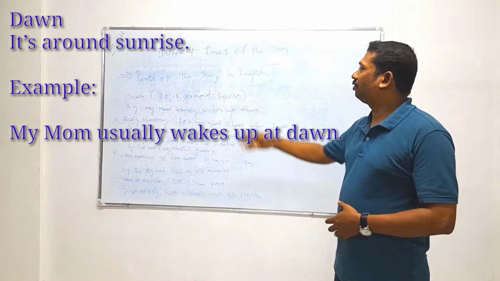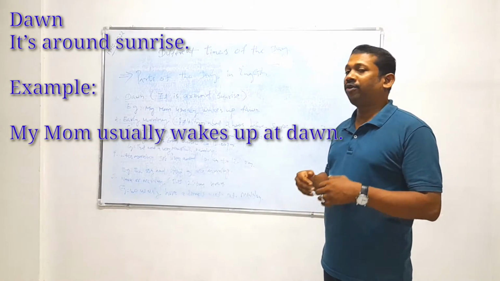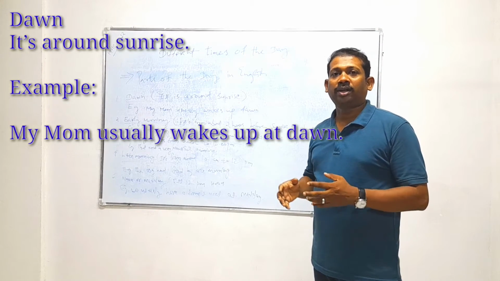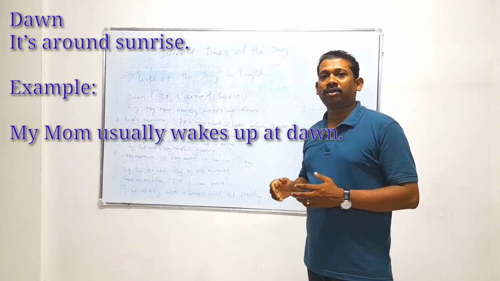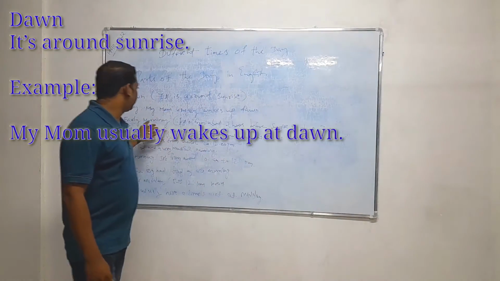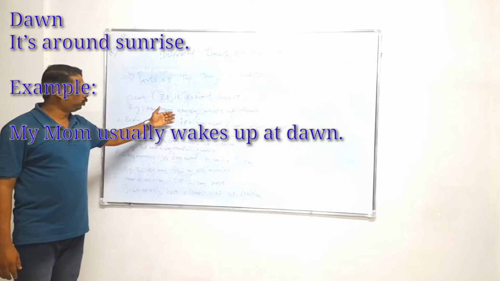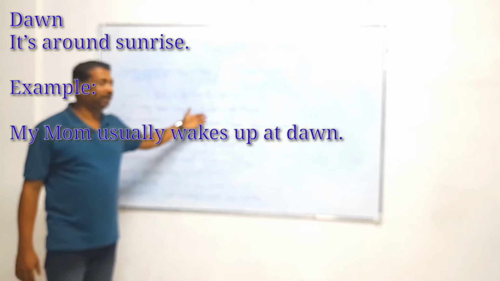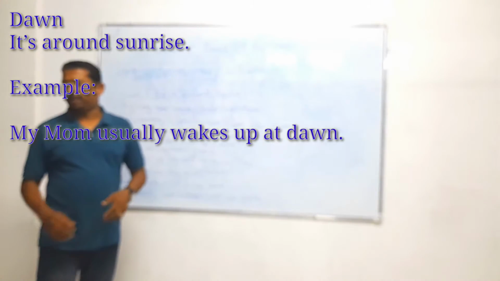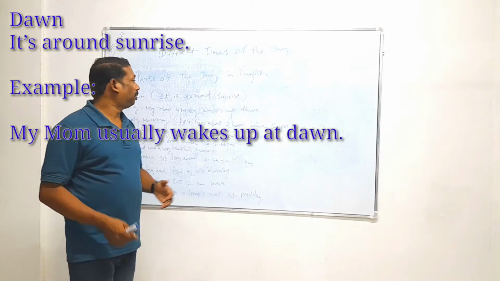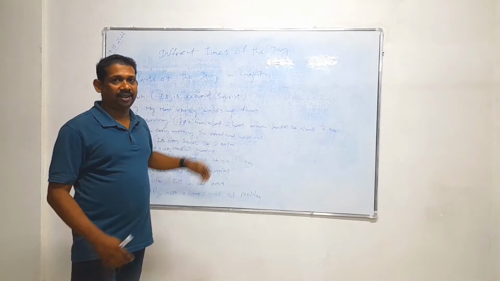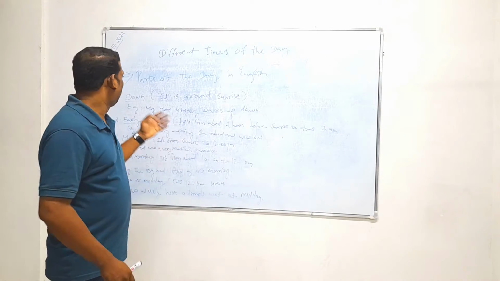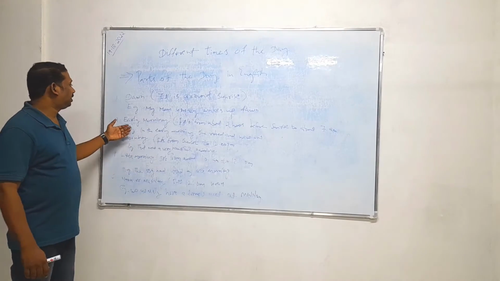So what's the meaning of the word dawn? Dawn is a time around sunrise. Let's see this example. My mom usually wakes up at dawn. That means my mom usually wakes up around sunrise, just before sunrise. Hope you understood. Dawn.